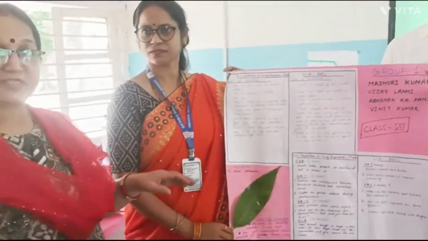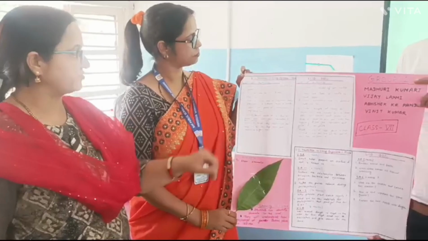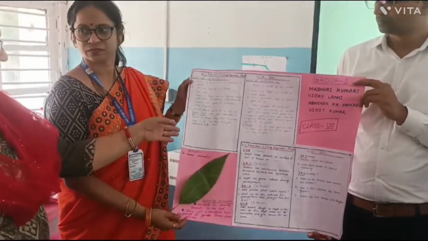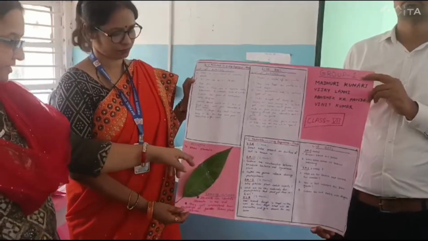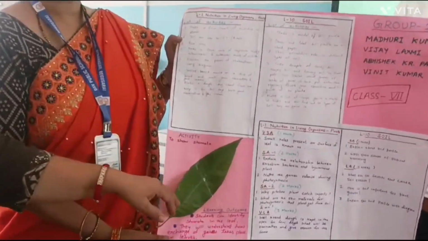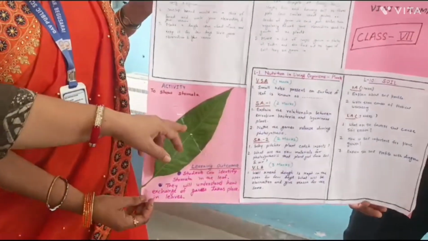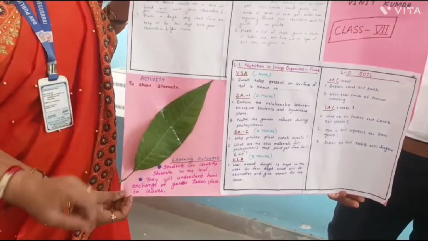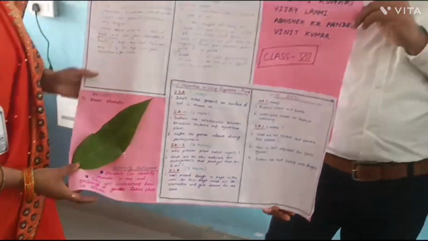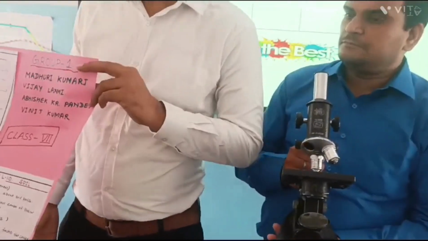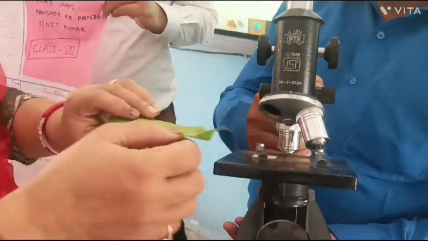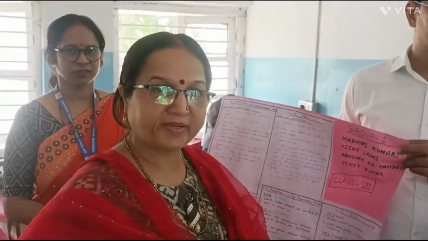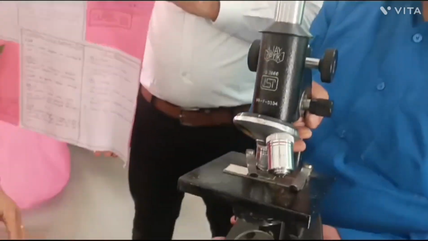We have got one activity from class 7, chapter 1, nutrition in living organisms. From this chapter, we can do many activities, but one activity we have shown here is the tiny pores on the leaves, that is stomata. You can see here. We have made a slide to show stomata on leaves.